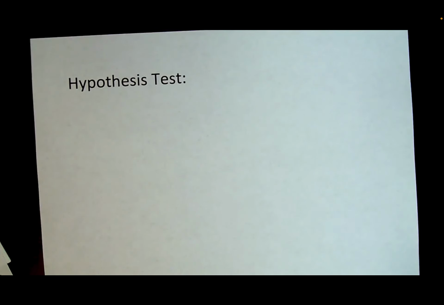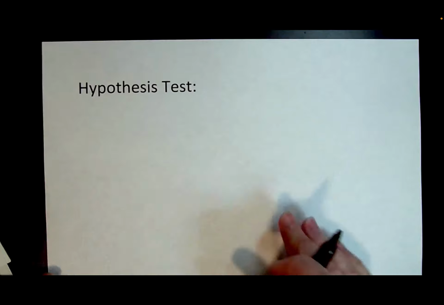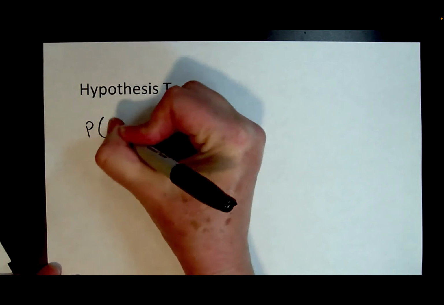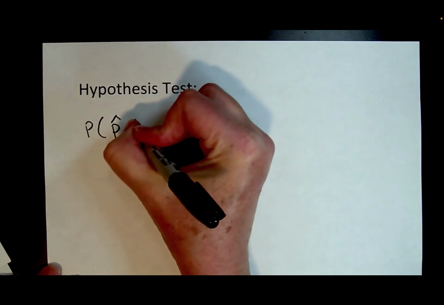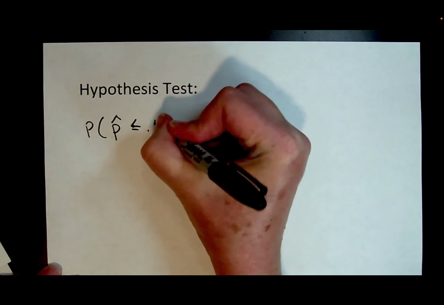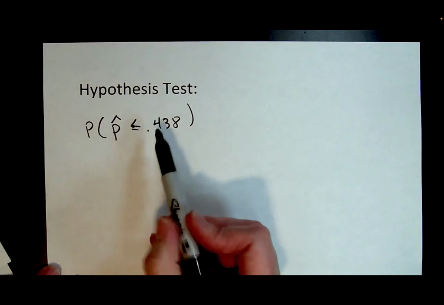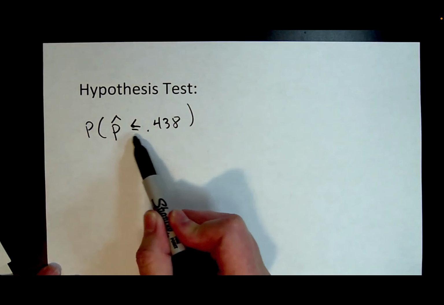So I need to know the probability that I would have gotten a p hat, a point estimate value, that's less than or equal to 0.438. In other words, that's as bad as 0.438 or worse.